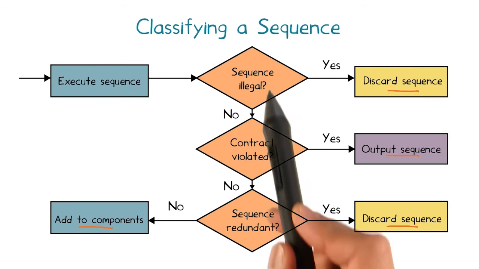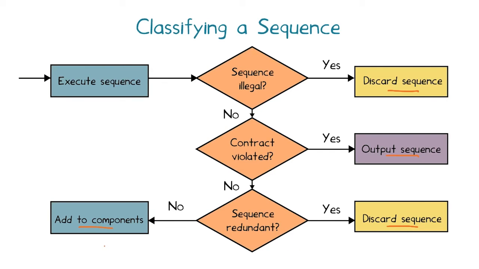The first 2 checks ensure that such a sequence does not violate any precondition or any postcondition. There is no point in extending such a sequence further. The third check ensures that such a sequence results in a program state that has not been seen before. It is not necessary to extend such a sequence further, as its effect has already been captured by some other sequence already in the set of components.